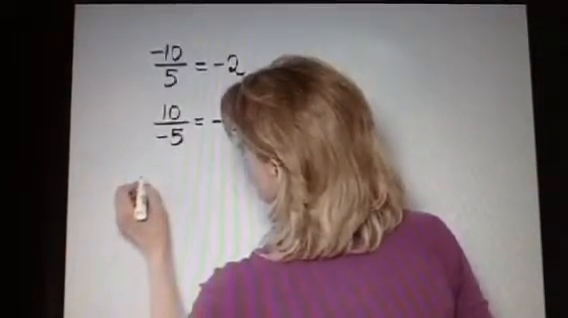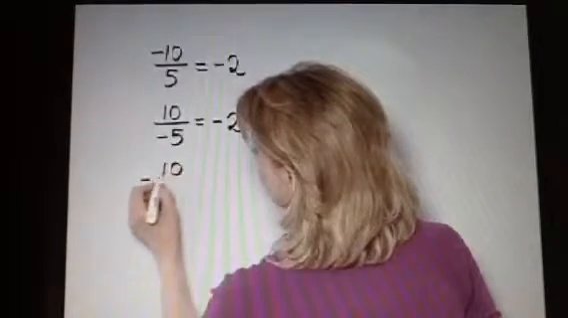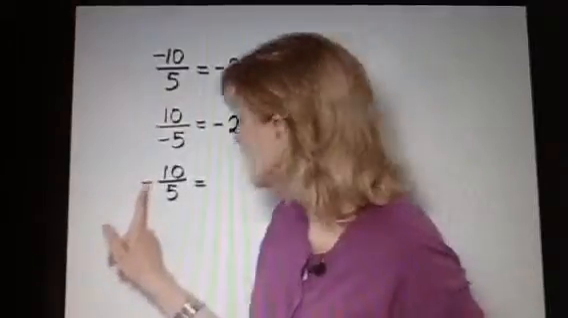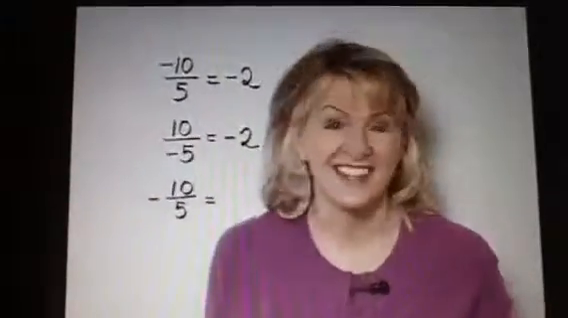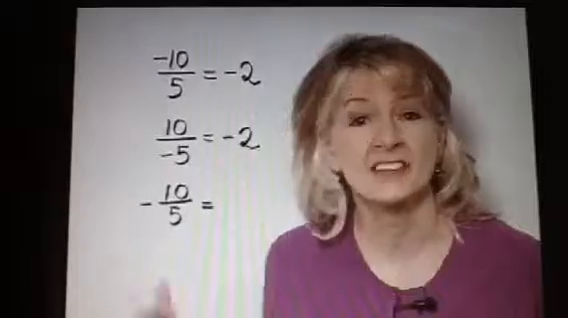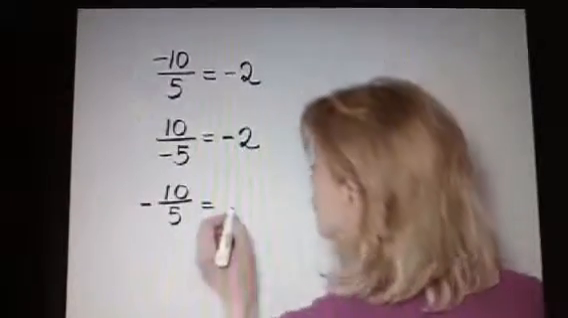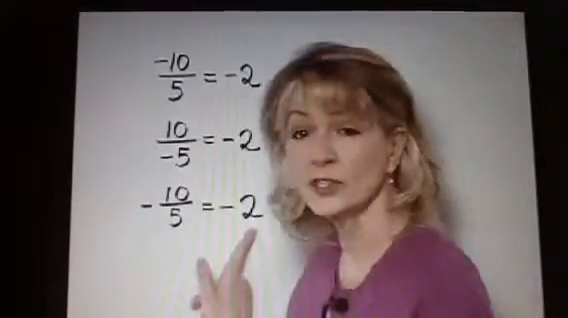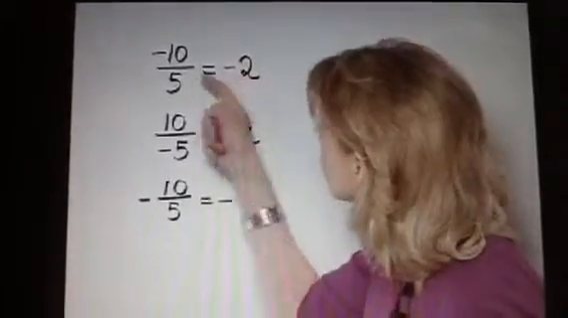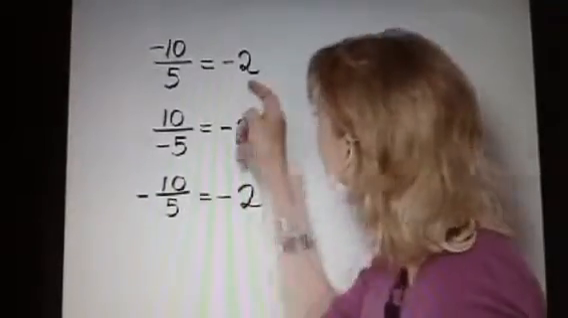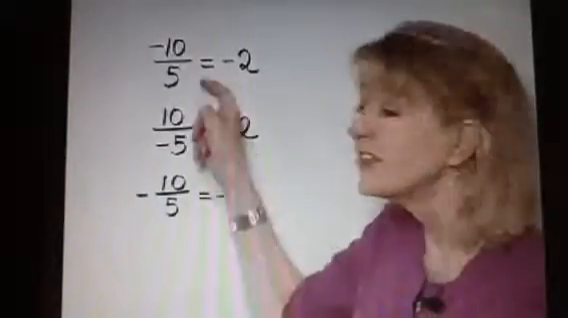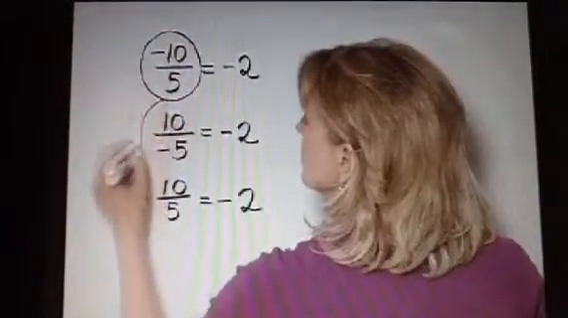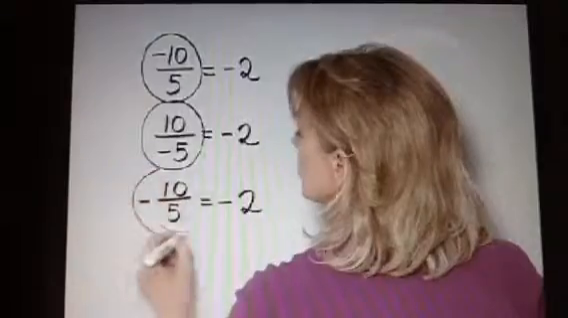Then, finally, let me place the negative sign simply in front of the fraction. In other words, negative, and then we have the fraction 10 over 5. What is 10 divided by 5? It is 2, so I'll rewrite that negative sign, and then I'll write the 2. Now, because each of these equal -2, they are all equivalent. This is equal to this, which is equal to this.